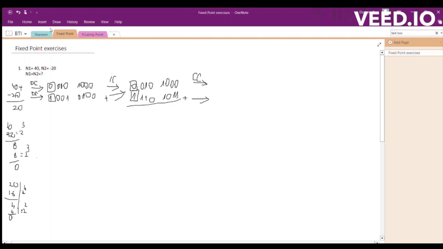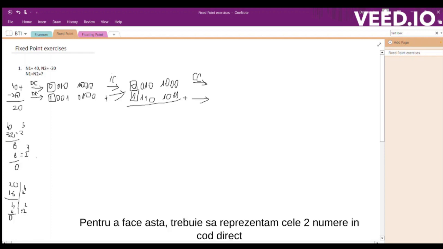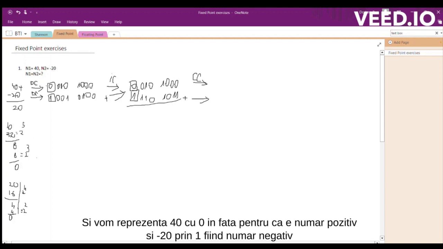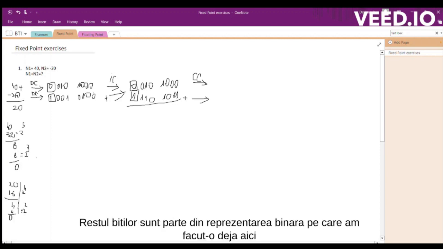The next two exercises are with fixed point representation. For the first one, we have to calculate N1 plus N2. In order to do this, we have to represent these two numbers in direct code and write their binary representation. So I did the binary representation down below for 40 and 20, and we will represent 40 through 0 in front because it's a positive number, and because negative 20 has a negative sign, we will represent it through 1. And the rest of the bits are part of the binary representation as I did it here.